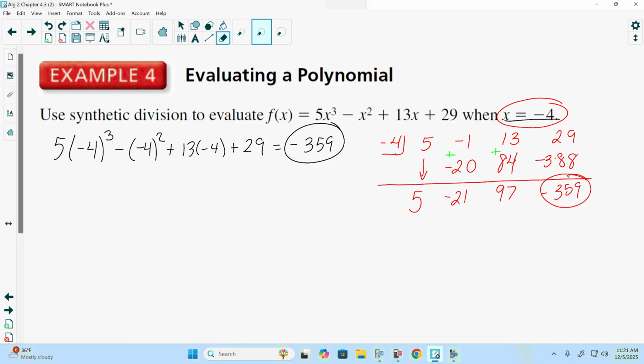Well, what did we get for plugging in -4 into the equation? We got -359 also, yes? That's kind of interesting, because that's telling me that if I plug it in, I know what the remainder is going to be. If I do synthetic division, the remainder is the value of what we would get when we plug it in.